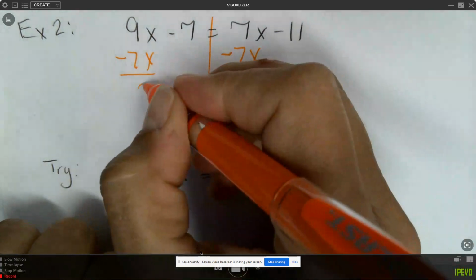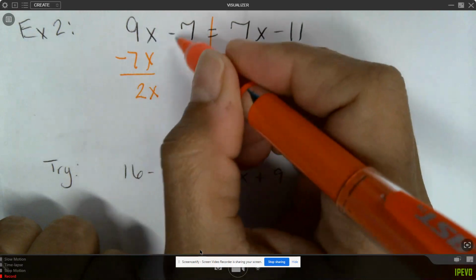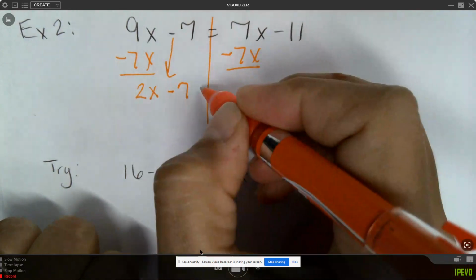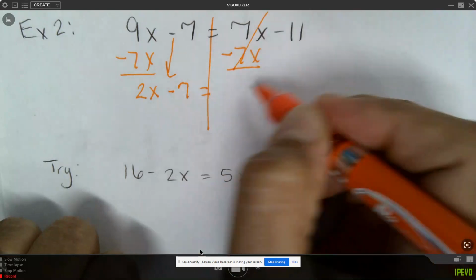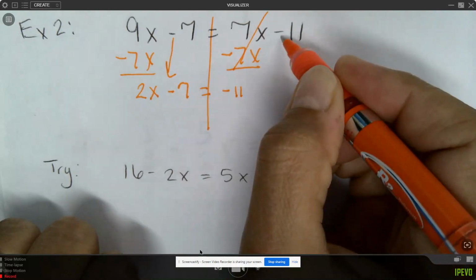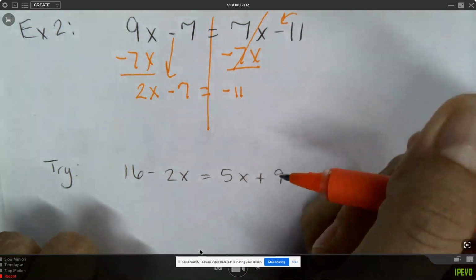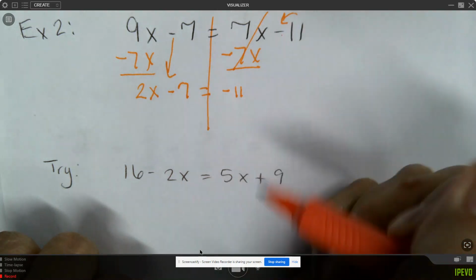Okay, so that leaves me with 2x, because 9 minus 7 is 2. Bring down the negative 7. Remember to bring the sign with it. And then this is 0, and I'm left with the negative 11. Again, bring that sign with it. This sign is linked to that one to the left. So the number is linked to the sign.